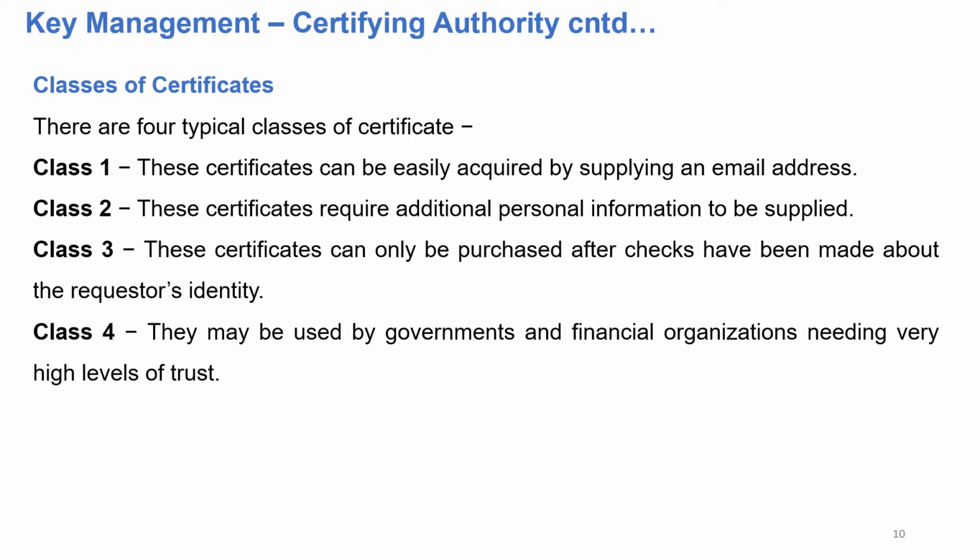So maybe when you're using your apps wherein you need to give in an OTP or an additional PIN or something of that sort. Then class 3, these certificates can be only purchased after checks have been made about the requester's identity. So maybe like in your banking apps wherein you need to provide your details and an additional PIN number, etc. Then the last is class 4, which is of the highest levels of trust. So these may be used by the governments and financial organizations needing very high levels of trust. So these are the different classes of certificates.